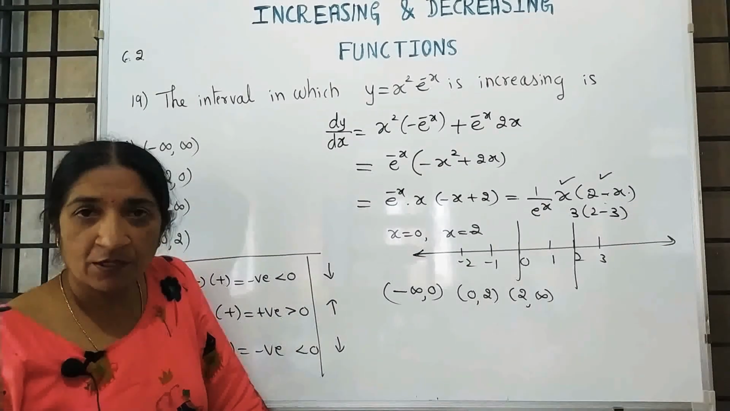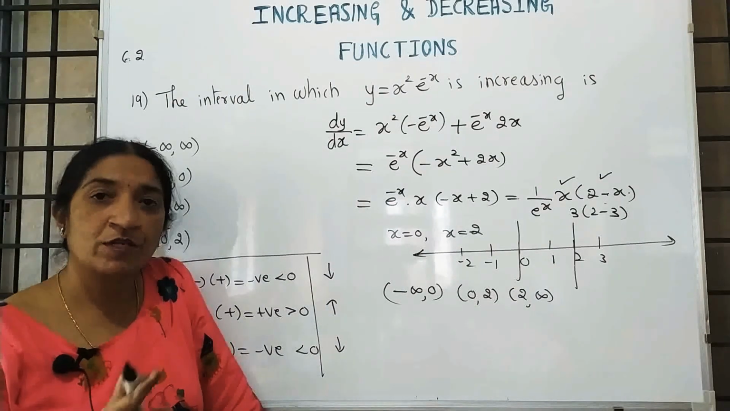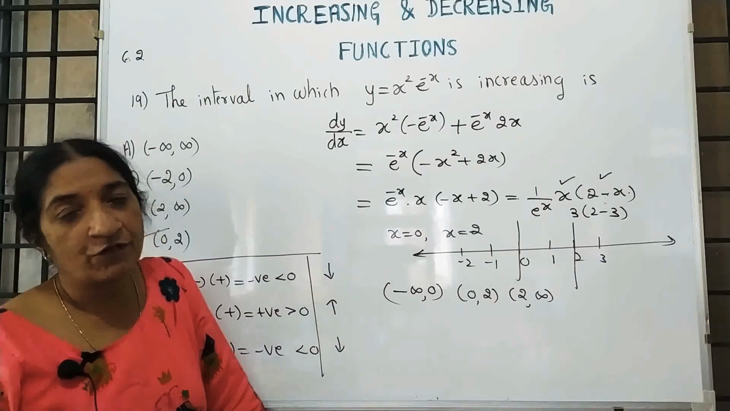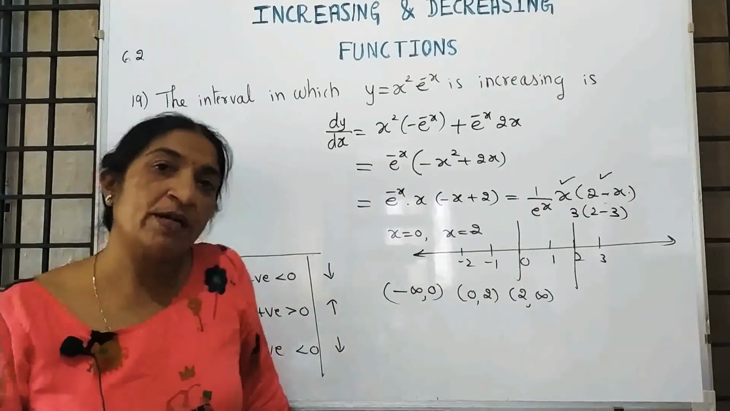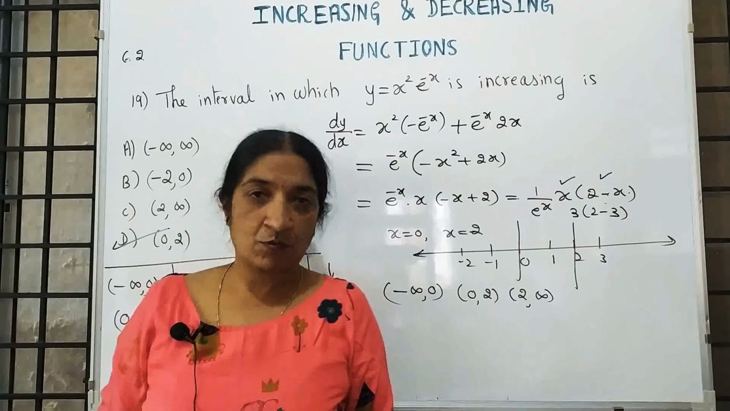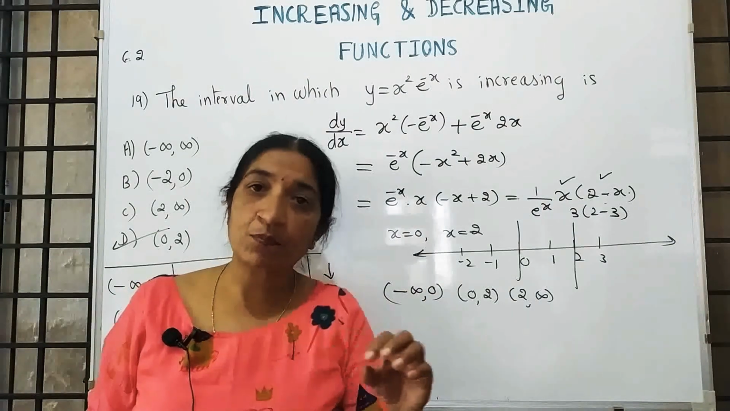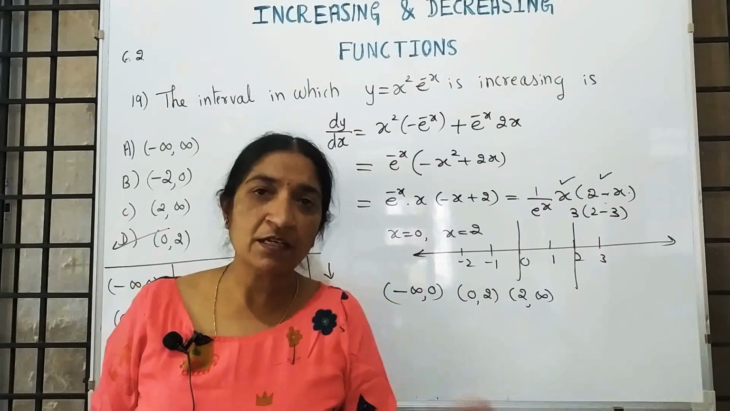Have you remembered the concept? Yes. If the first derivative is greater than 0, increasing. If the first derivative is less than 0, decreasing. And to find the interval, equate the first derivative with 0. And after equating, whatever points you are getting, mark those points on the number line.